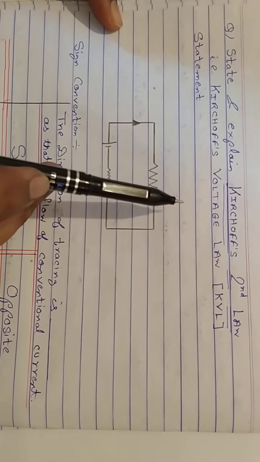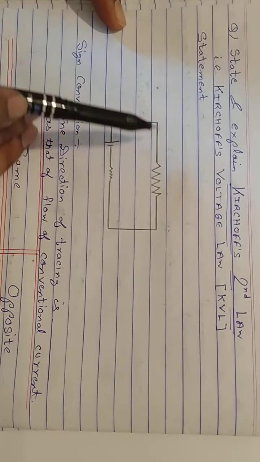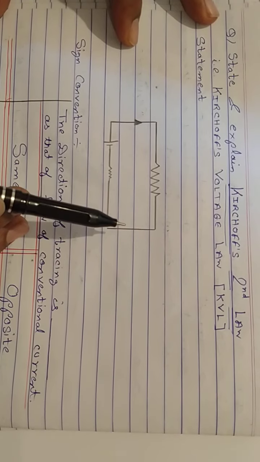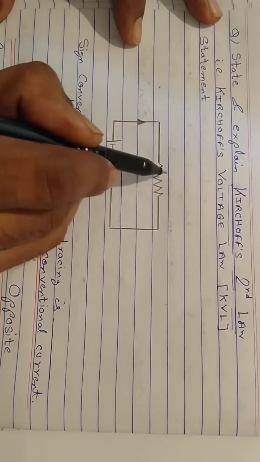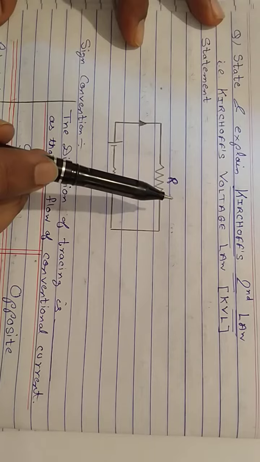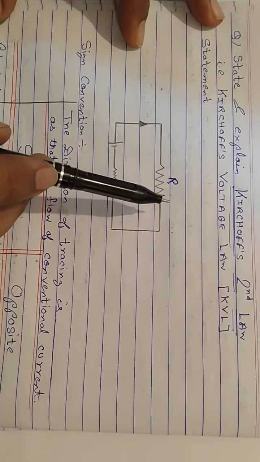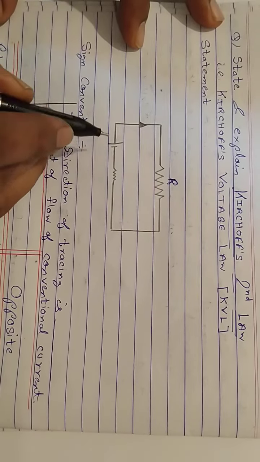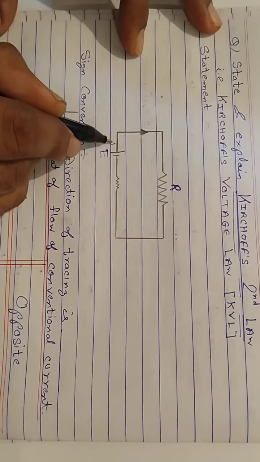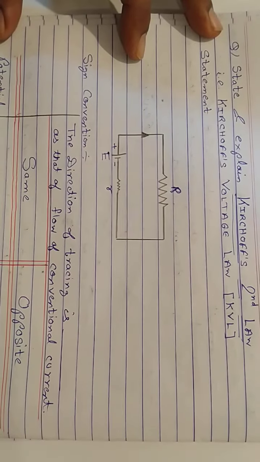It states that in a closed loop of an electrical network, the algebraic sum of potential differences for all components, let us consider a component R, plus the algebraic sum of all EMF, let us consider the EMF here as E, plus or minus. Every EMF has a small internal resistance.